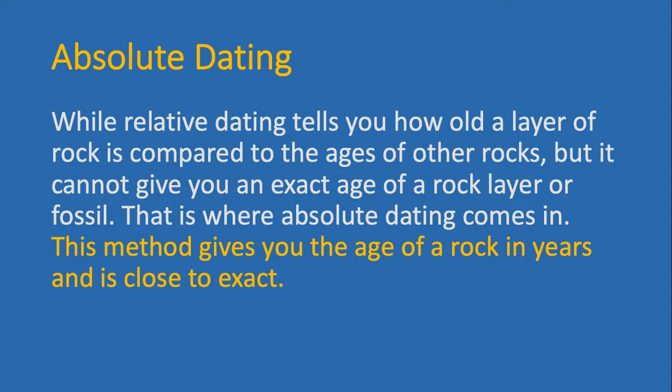So relative dating is, is this thing older than that thing? But you don't know by how much. You don't often know exactly how old. Absolute dating gives you the exact age of a rock in years, and it's close enough to exact. You don't get it to the year, but you probably get it to the millions of years.